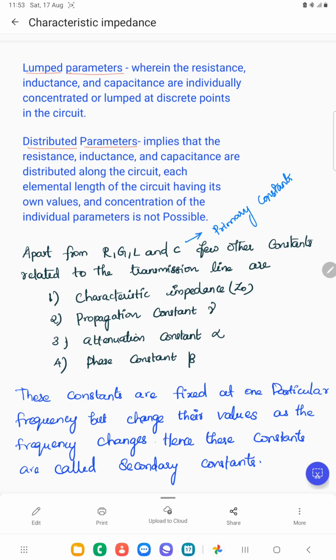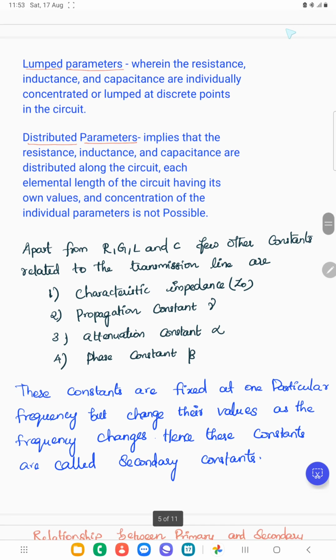Why are they called secondary constants? These constants are fixed at one particular frequency but change their values as the frequency changes. So for all these values, it will depend on omega, which is nothing but 2 pi f. So it depends on the frequency. These four values will depend on f. For one particular frequency, they are fixed. If we change the frequency, the values get changed. Hence they are called secondary constants, right?